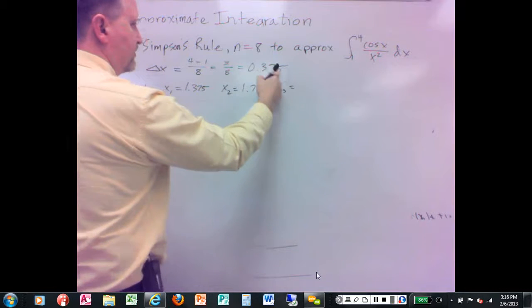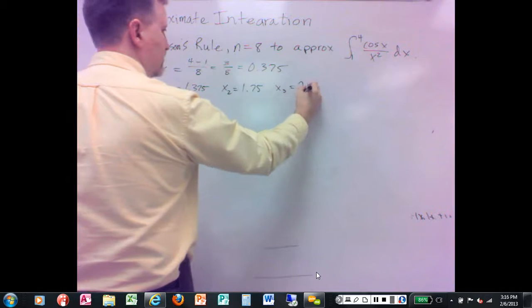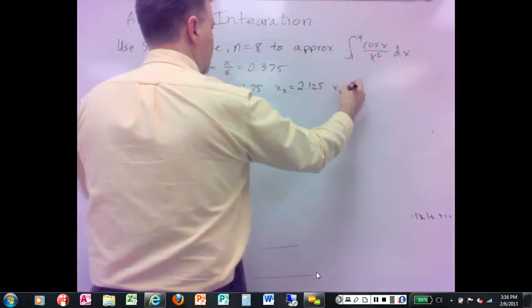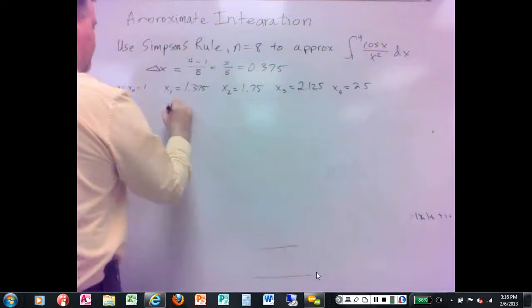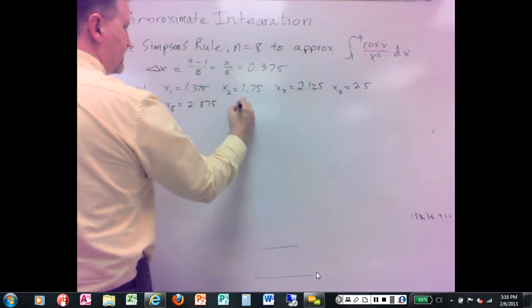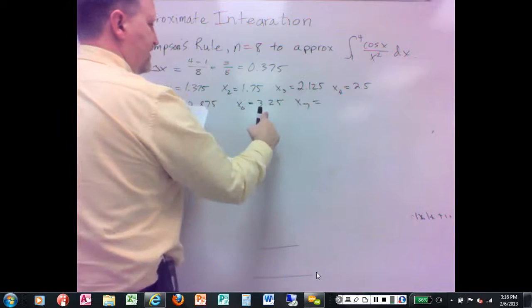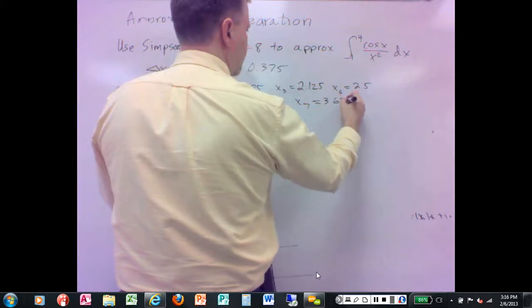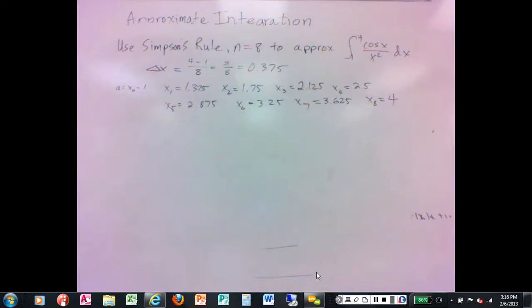X sub 3 then is 0.375 plus that, which is, by my calculations, 2.125. X sub 4, add 0.375 to that, 2.5. X sub 5, add 0.375 to that, 2.875. X sub 6 is 0.375 to that, so that would be 3.25. X sub 7 is 0.375 to that, 3.625. And then x sub 8 is 4. So that's probably helpful. I guess you could use fractions if you want to, but however you want to.